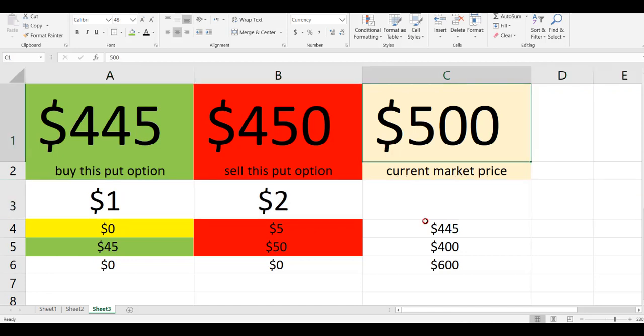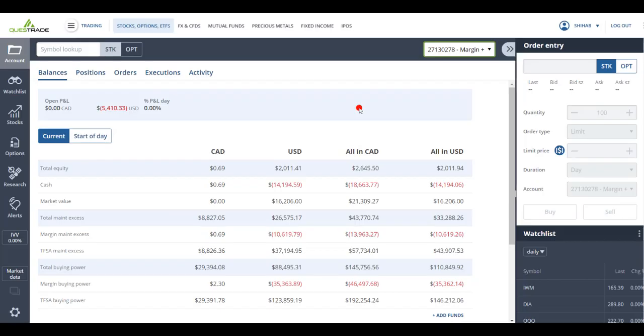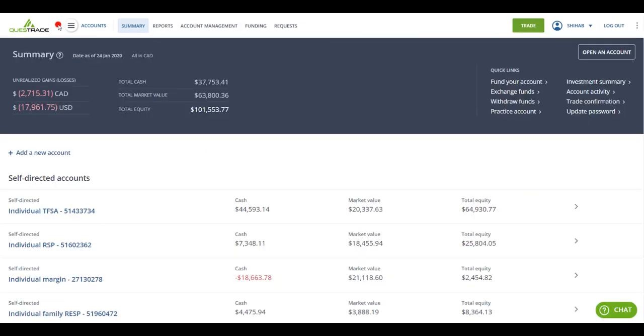All right, so how to trade a put credit spread using Questrade. First of all, to trade put credit spreads with Questrade, you need to have a margin account. You cannot trade put spreads in registered accounts. So TFSA, RSP, RESP, you cannot do put credit spreads, only in a margin account. Not only can you do it in a margin account, you need to have level 3 options.